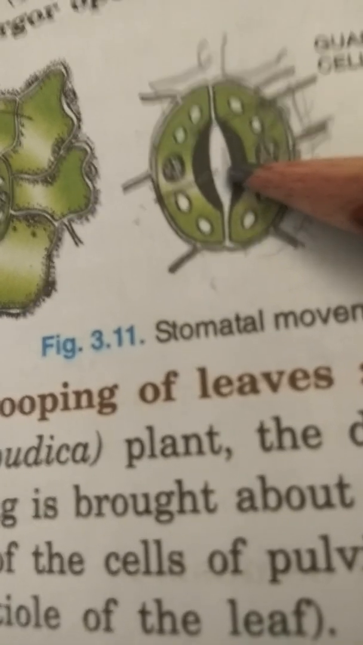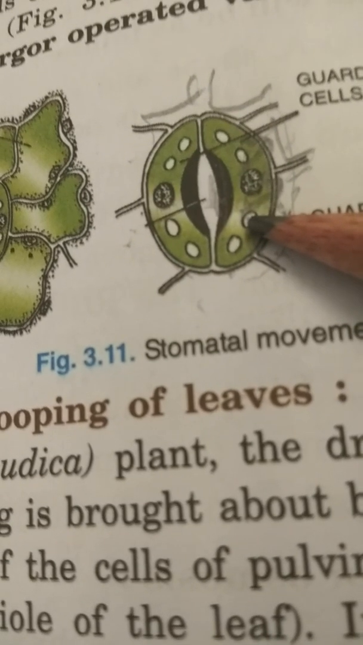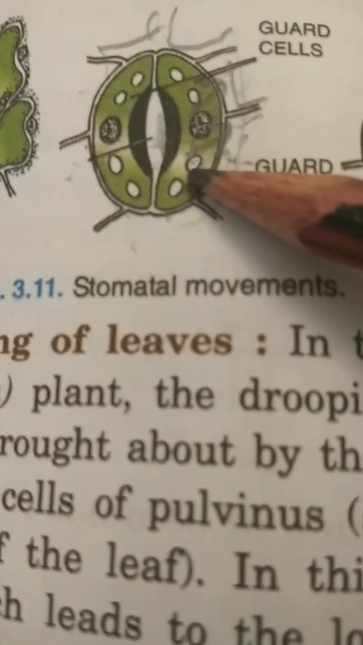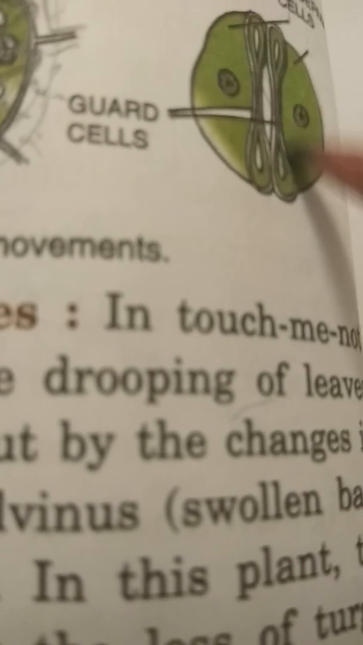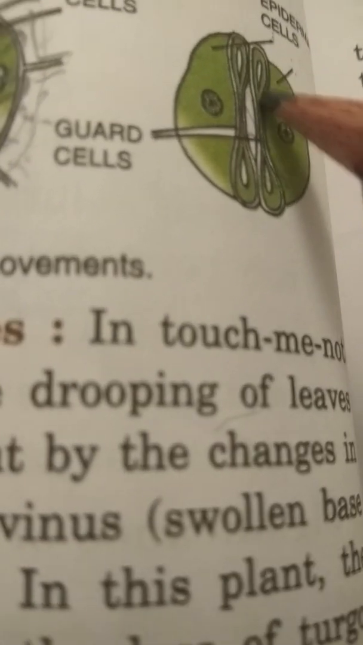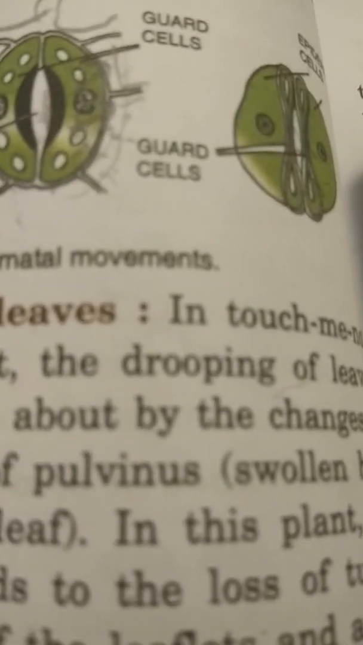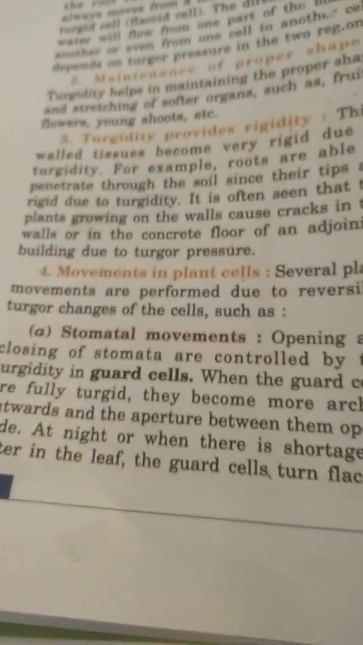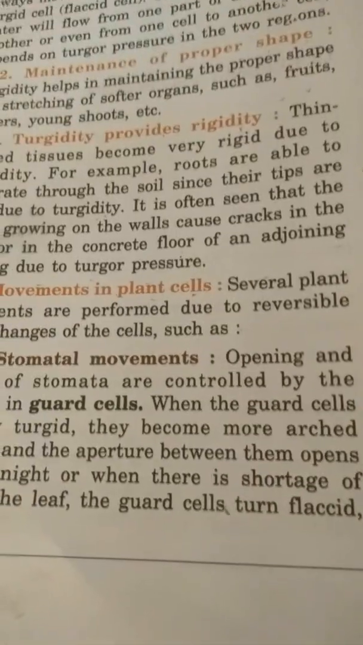Then in the evening, or due to any reason, if the guard cells are in shortage of water, then these guard cells shrink. When they shrink, they become flaccid. So the thick walls of the guard cells come close to one another, and this results in closing of the stoma. This is how the stomatal movement takes place, and it is controlled by the turgidity of guard cells. So when the guard cells are turgid, the stoma opens. When the guard cells become flaccid, the stoma closes.